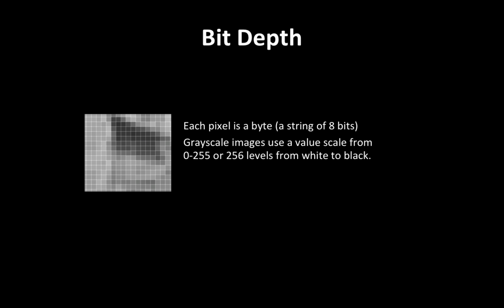And so first of all, we'll look at file size, and the most basic way of looking at file size is bit depth. Bit depth is made up of pixels when you enlarge a single image. And each pixel is made up of a byte or a string of 8 bits. So a grayscale image uses a value scale that's from 0 to 255, or 256 levels from black to white.